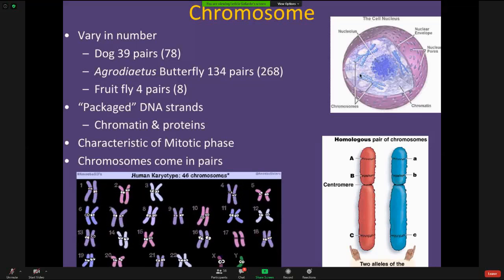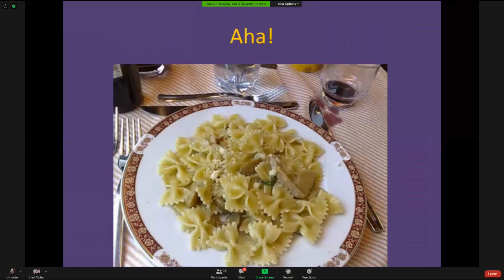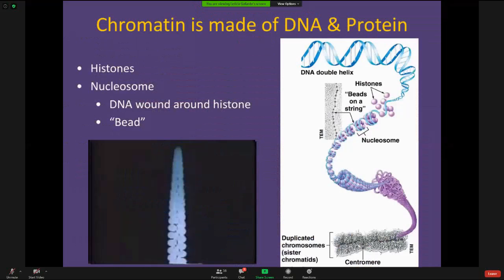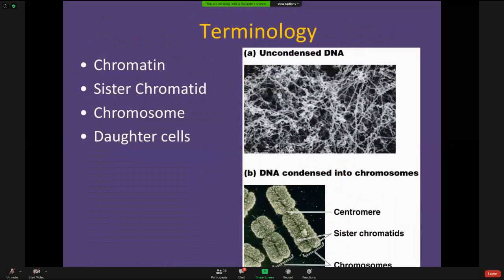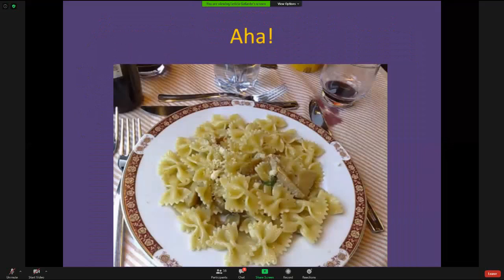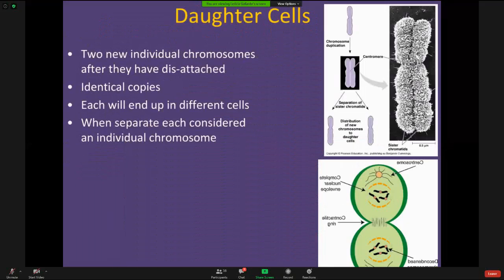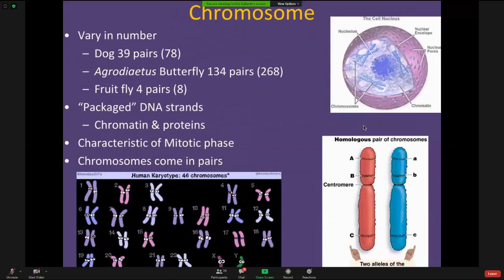And I'll talk about, what happened to my sister chromatid slide? PowerPoint gremlins. There it is. Okay. I moved it. All right.